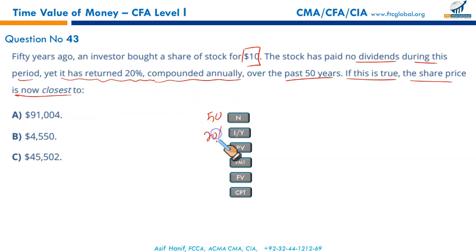Return is 20%. The initial investment representing PV was minus 10. There was no periodic payment. We just have to calculate CPT future value. Enter all these in your TVM: 50, 20, negative 10, 0, and you'll simply calculate future value and it'll come out to be quite a sizable number, $91,004. Now this would be the share price today.